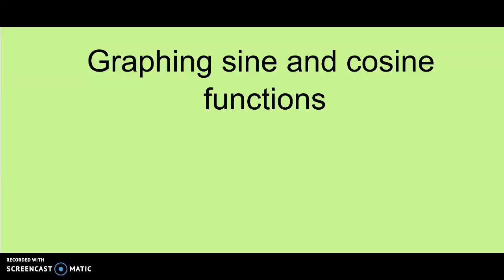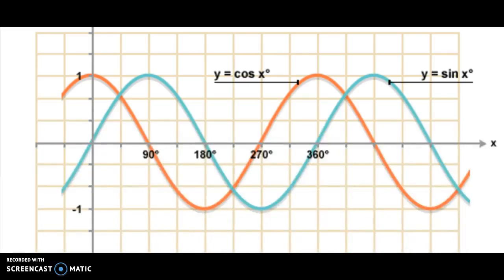Good morning. Let's talk about graphing sine and cosine functions. These are the last two problems on the assignment from yesterday. So this is a sine and a cosine function in standard form. The cosine function is orange and the sine function is blue.